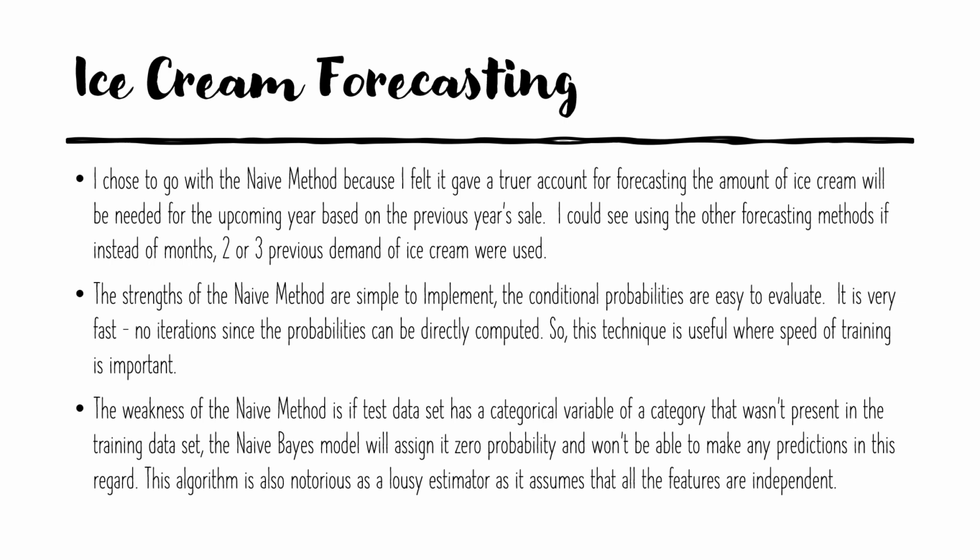The weakness of this method is that if a categorical value isn't presented in the training data, it will assign a zero probability and not be able to be used. It can also be a lousy estimator, and it assumes that the features are all independent.